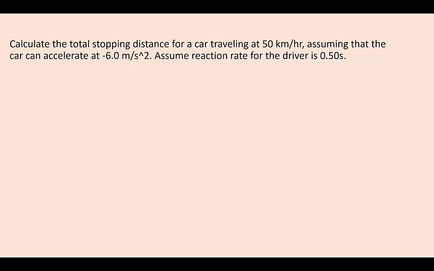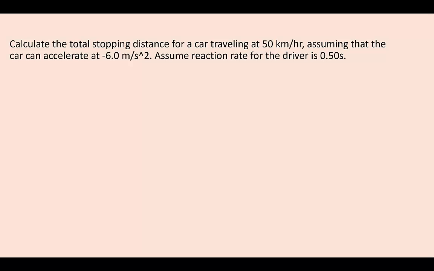Last one. Calculate the total stopping distance of a car traveling at 50 kilometers per hour, assuming that the car can accelerate at negative 6.0 meters per second squared. Assume the reaction time of the driver is 0.5 seconds.